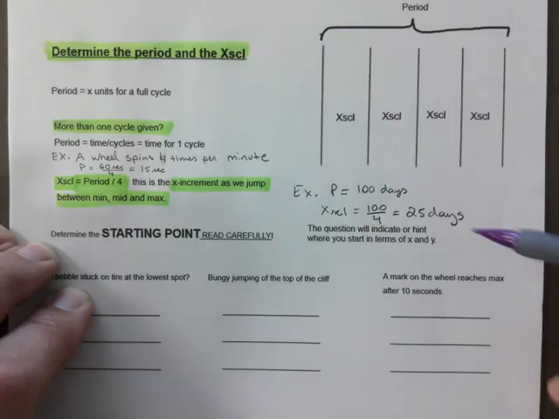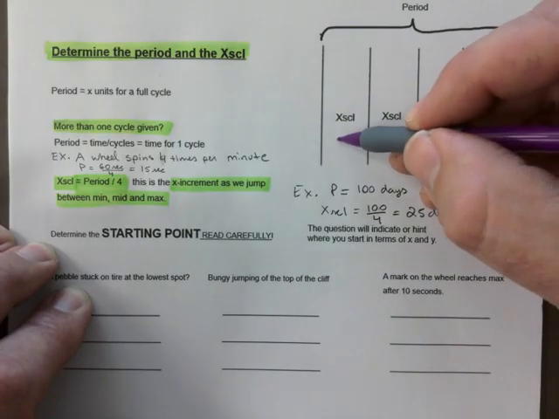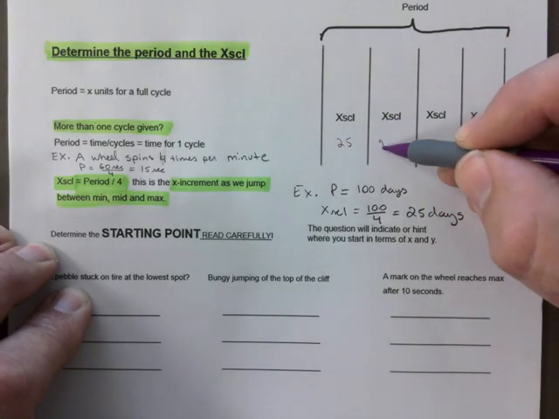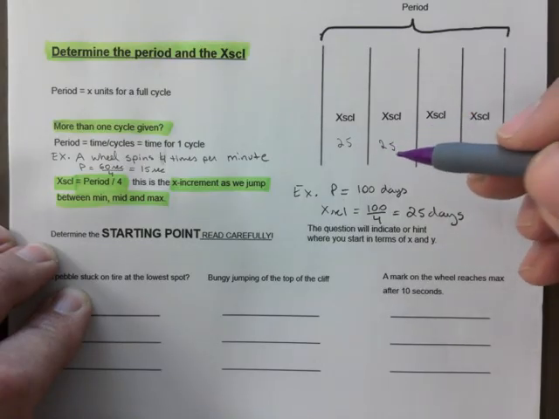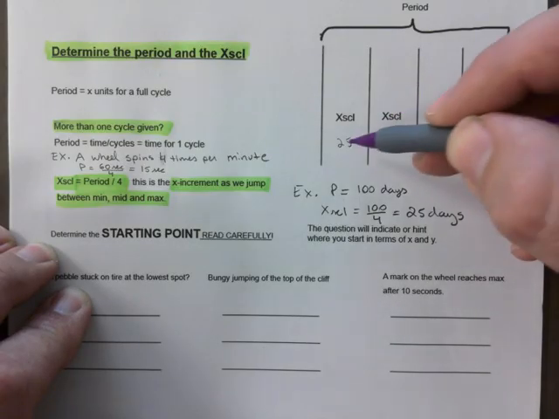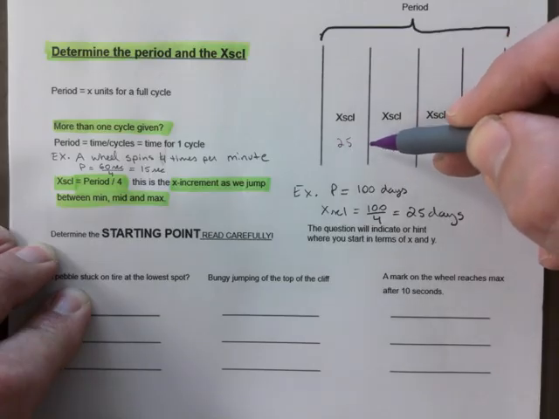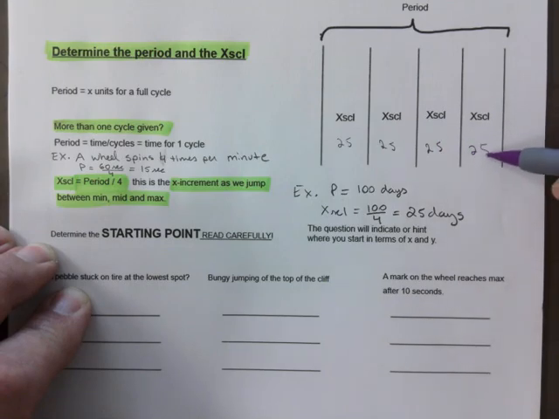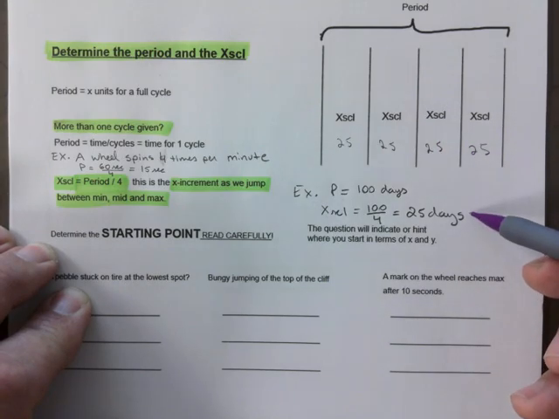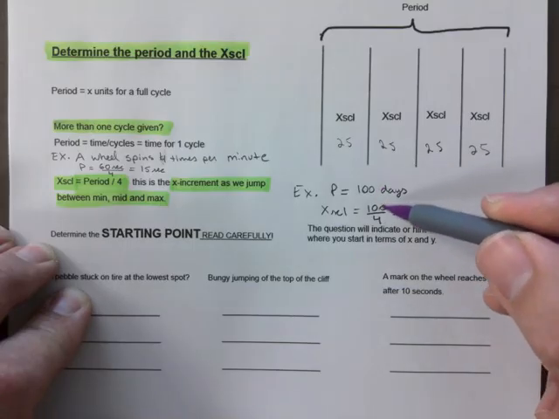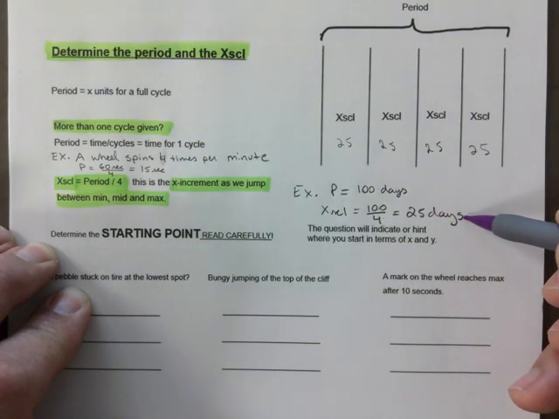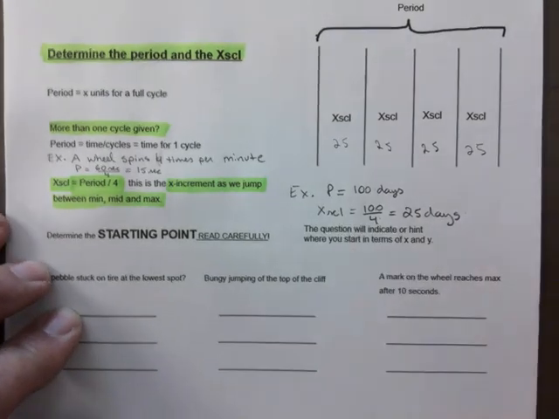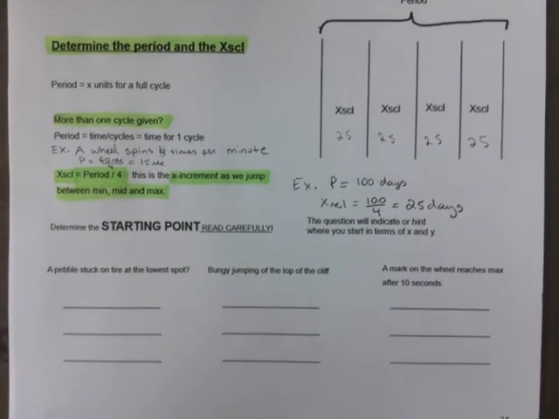So what you're doing there is saying that every increment, we're going to jump between the min, the mid, and the max. It's always going to be shifting sideways 25 units. That's what you're finding out when you're dividing your period in 4. And now here are some examples.